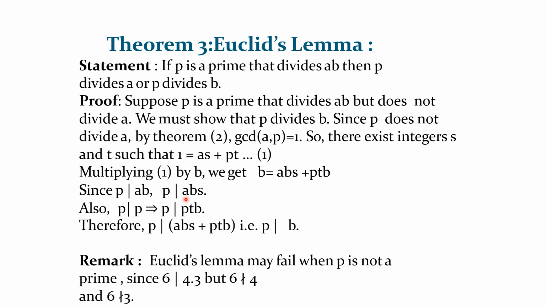Now see the remark. Euclid's lemma may fail when p is not a prime integer. That means if you consider just p as an integer which is not prime, dividing a into b, then not necessarily p divides a or p divides b. For example, 6 divides 4 into 3. So here 6 is dividing the product 4 into 3, but 6 does not divide 4 and 6 does not divide 3. This is happening because the integer 6 is not a prime integer. So Euclid's lemma holds only if p is a prime integer.